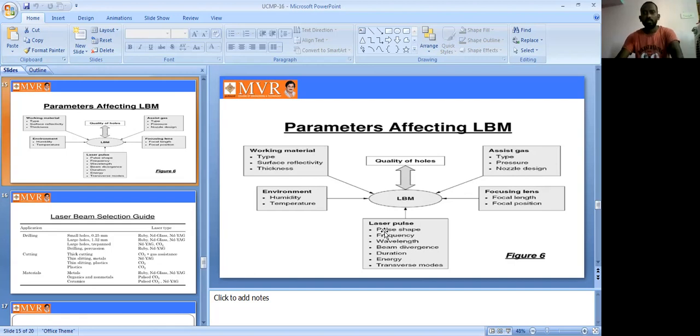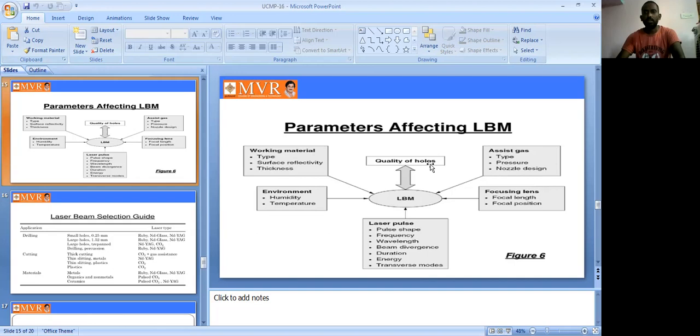Next is the laser pulse: pulse shape, frequency, wavelength, beam divergence, duration, energy and transfer modes. Laser pulse is also very important. Pulse shape is very important. Frequency determines how the heat source will be produced. These are some of the effects we can see on the laser beam machining process.